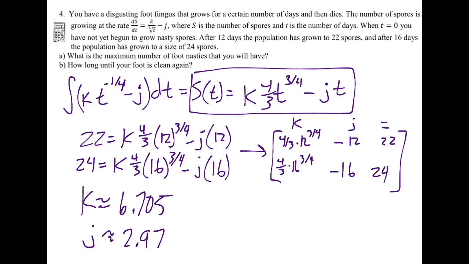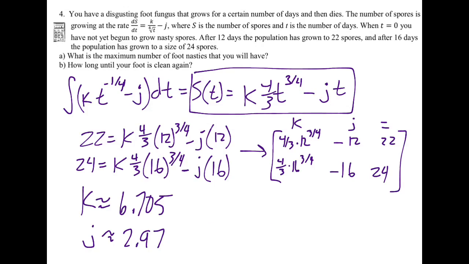So I have my values of k and j, and I want to know what is the maximum number of foot nasties you will have. Well, if there's a maximum number, that means there's a maximum value on a graph that I can find, and how long until your foot is clean again. So how long until there are no spores. So this tells me I need to have some sort of graph that's concave down that's going to give me a maximum and then another 0. So let's graph this equation on our calculator and see what we can find.